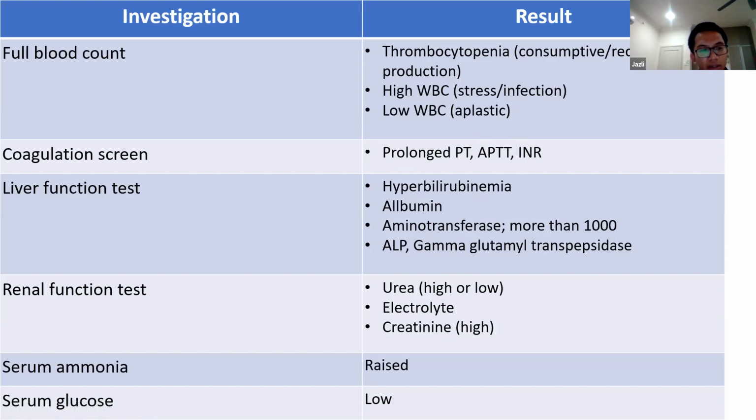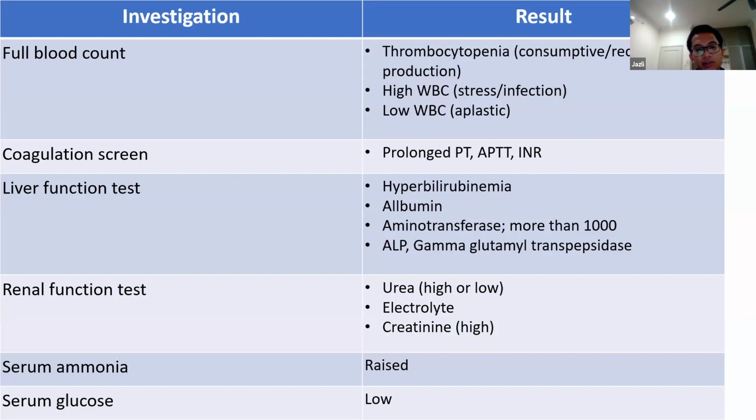The renal function test is really important because it is associated with one of the complications of liver failure, which is hepatorenal syndrome. The main pathophysiology behind hepatorenal syndrome is renal vasoconstriction. So when patients have liver pathology, there is an association with renal vasoconstriction. That is one of the main reasons why we do the renal function test.